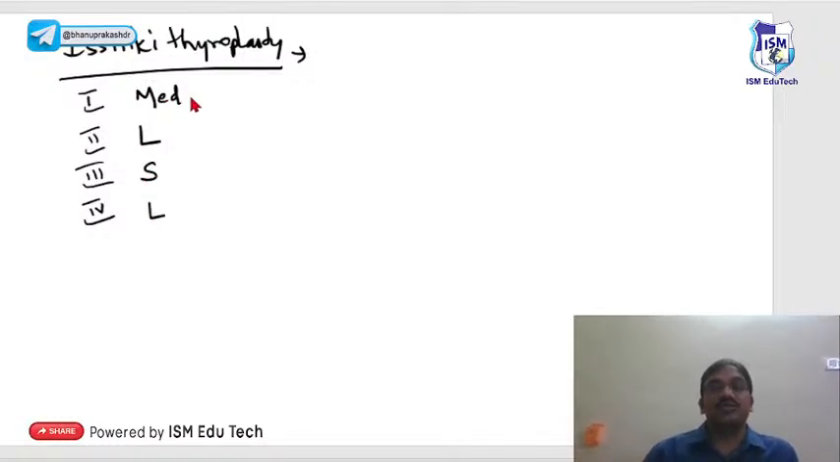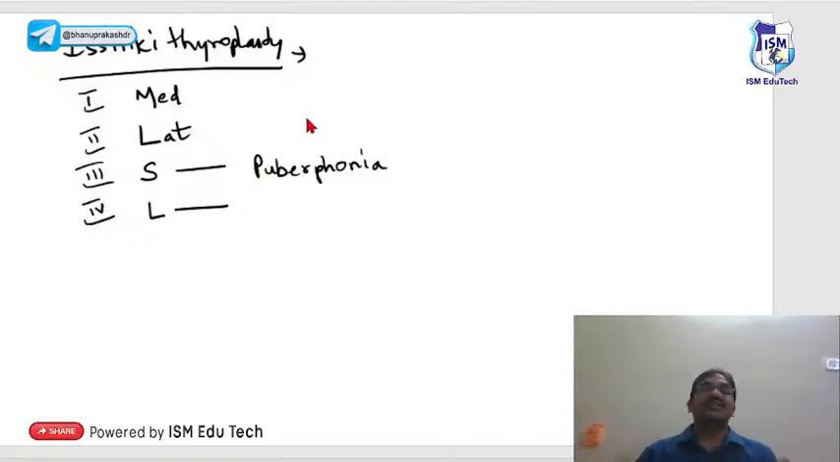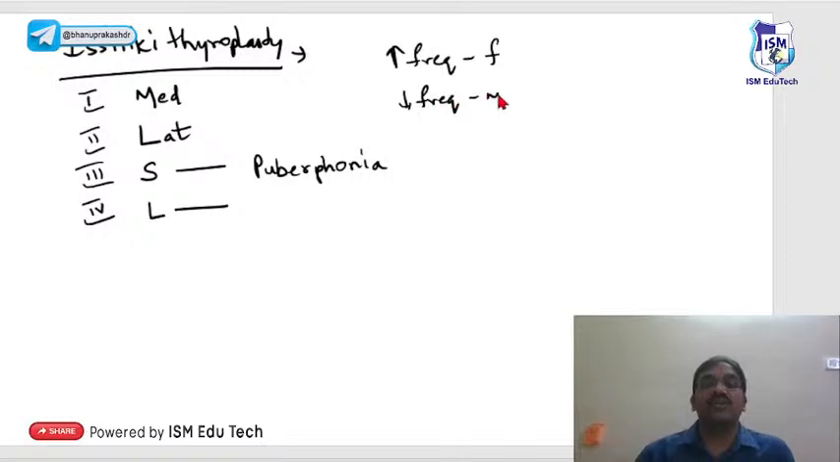We all know, till now we have been studying medialization and lateralization, where exactly they are required. And now coming to the shortening and lengthening procedures, where exactly this is required is puberphonia. Puberphonia means an adolescent male speaking like a female. Why this happens, the shortening procedures. See, a high frequency voice will be seen in females, and males will have a low frequency.